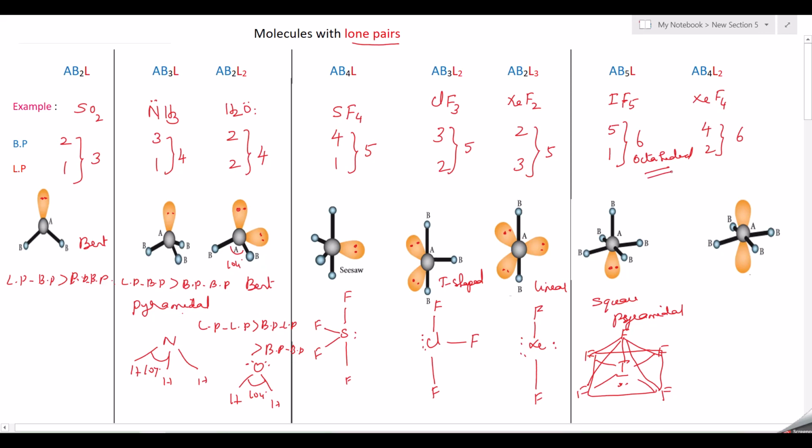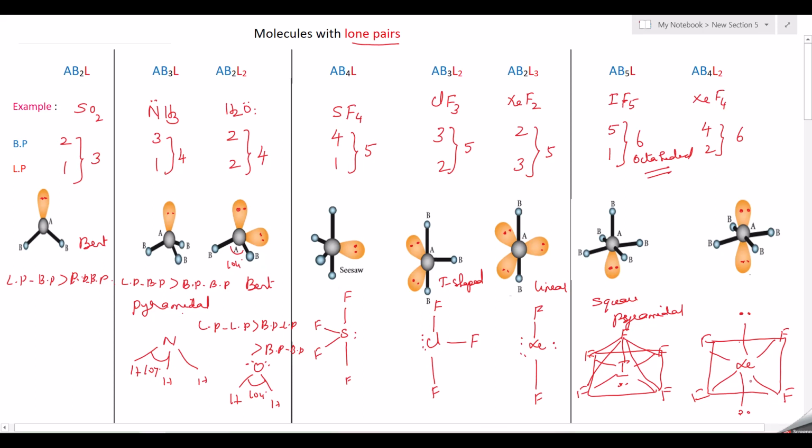So the expected structure is octahedral, but we are not getting octahedral due to the presence of these 2 lone pairs. These 2 lone pairs will distort the geometry and you are getting a square structure. So here, xenon at the center and you have fluorine here, one fluorine here, one here, and one here, and you have one lone pair here and another lone pair here. So this is the structure you are getting, a square instead of octahedral geometry.